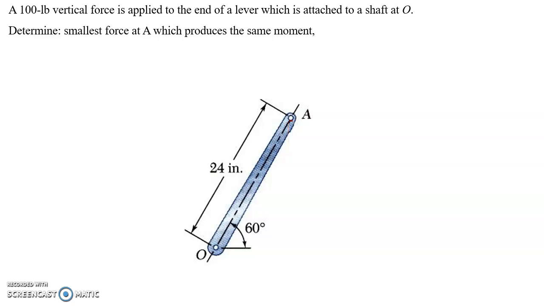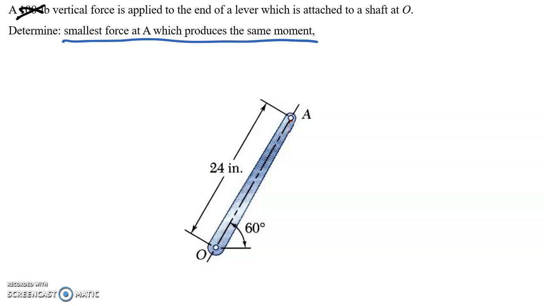Okay, so now let's see what's going to be part 3 of this example we're working with. We don't have the 100-pound vertical force anymore. However, we have the same arrangement. Now it's asking me for something different. It's telling me, what's the smallest force at A which produces the same moment?